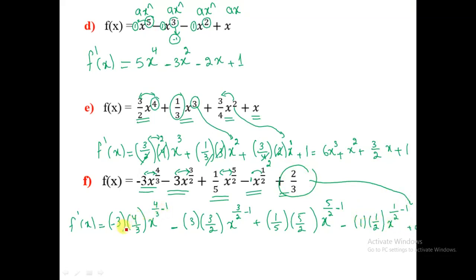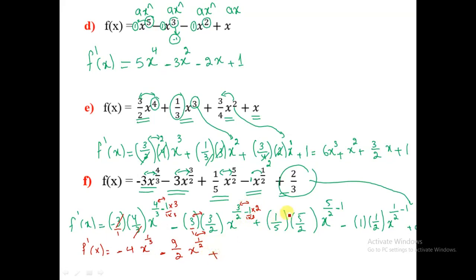Now let's simplify. Here we put over 1, we can cancel 3 by 3. And here we make a common denominator. We multiply by 3, and here we multiply by 3. Then the derivative is minus 4x to the power 4 minus 3, which is 1 over 3, the first one. Minus, here we put 1, 3 times 3 is 9, 1 times 2 is 2, to get 9 over 2 x to the power. Here we make a common denominator, multiply by 2, multiply by 2, 3 minus 2 is 1 over 2.